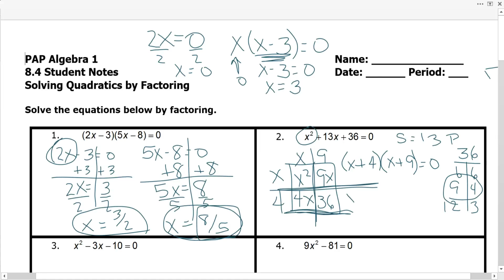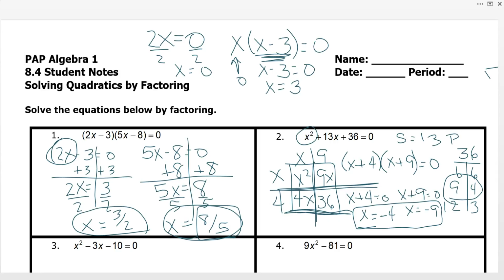So I can either have x plus 4 equals 0 or x plus 9 equals 0. And if x plus 4 equals 0, x is equal to negative 4, or x is equal to negative 9. So those are my two solutions. Those would be the two points on the x-axis where my parabola would cross.